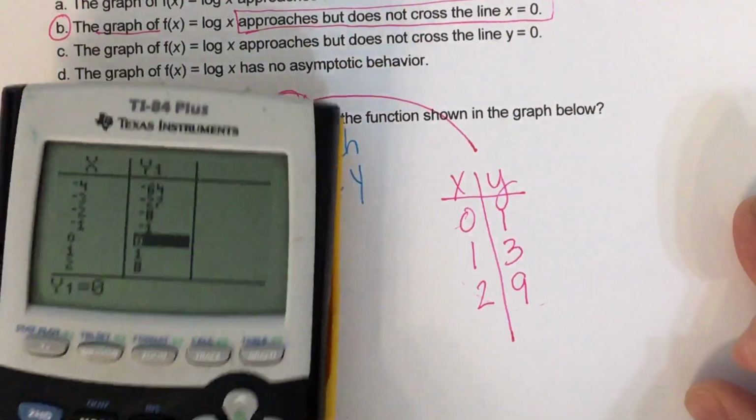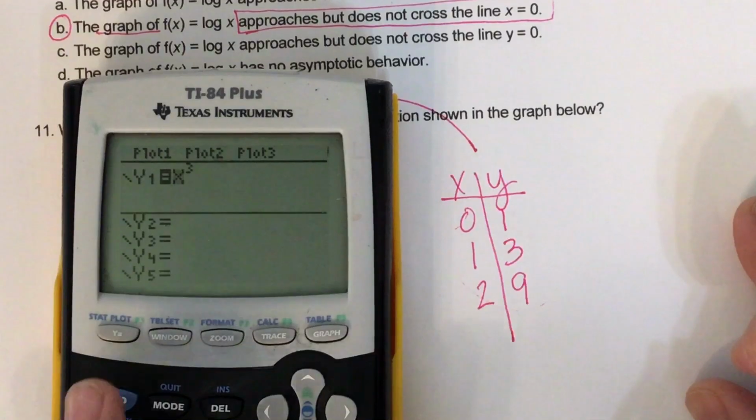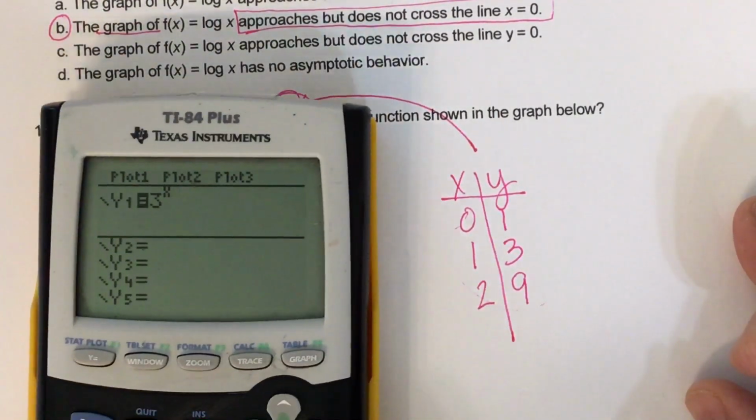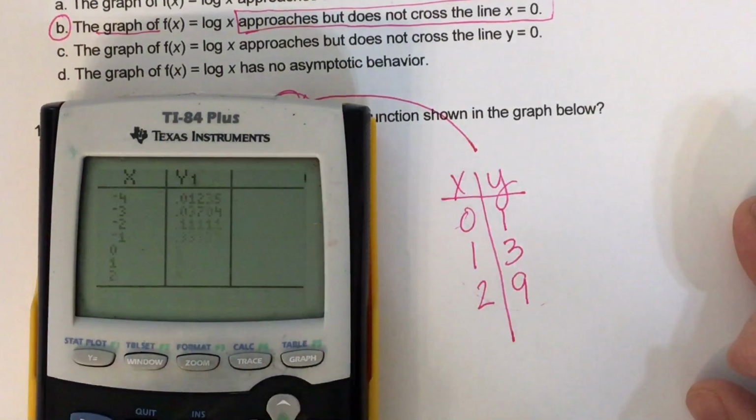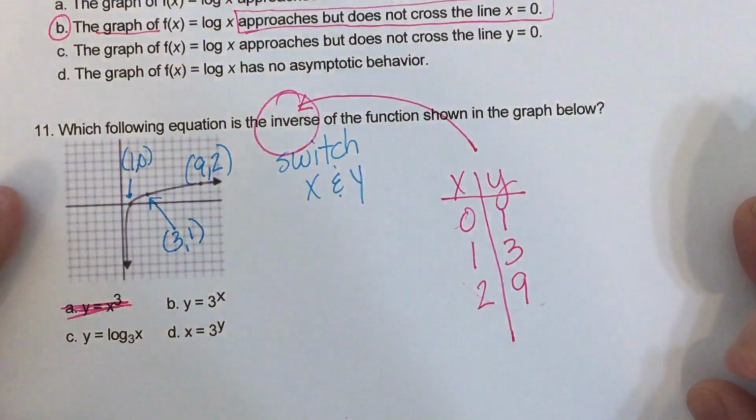Okay, let's try B. B is 3 raised to the x. Right? Yeah, 3 raised to the x. Let's go to my table and see if I see 0, 1. Ooh, I do see 0, 1. Do I see 1, 3? Yes, I do. I see 1, 3. And do I see 2, 9? Yes, I do. He's our winner, winner, chicken dinner.